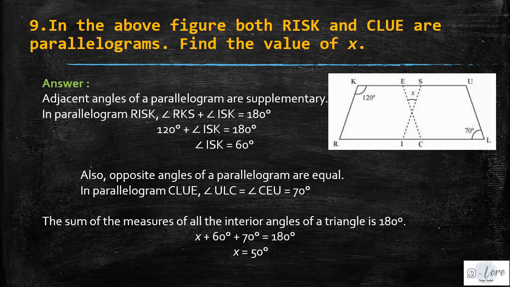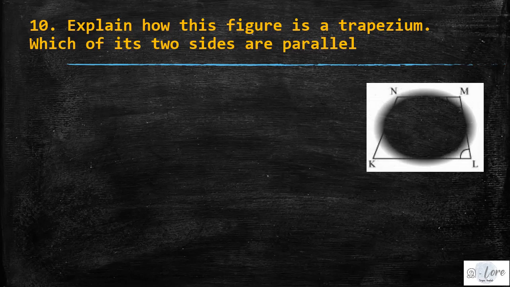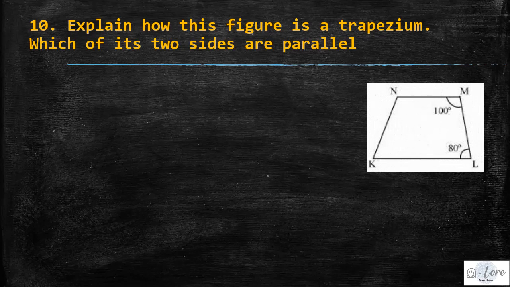So please apply the property or proper method to get a solution. Come to the 10th problem. Explain how this figure is a trapezium. Which of the two sides are parallel? So we have to know the properties of trapezium and parallelogram. Please apply those properties in the given figure to get the solutions. Take the figure. How could you see a trapezium?